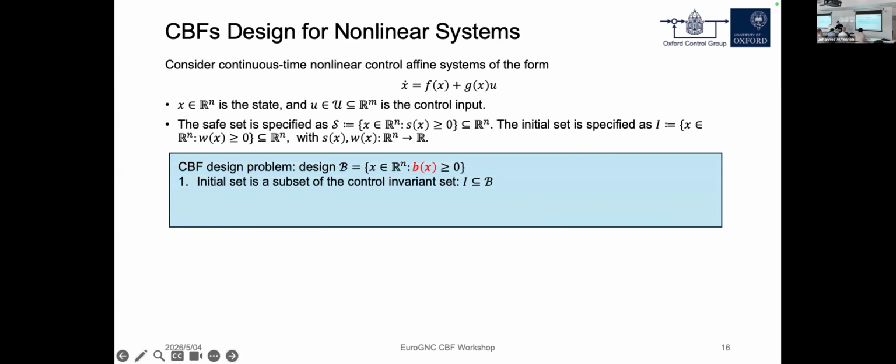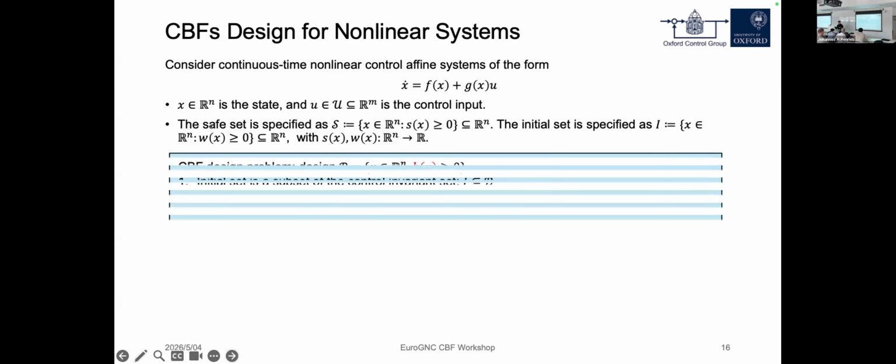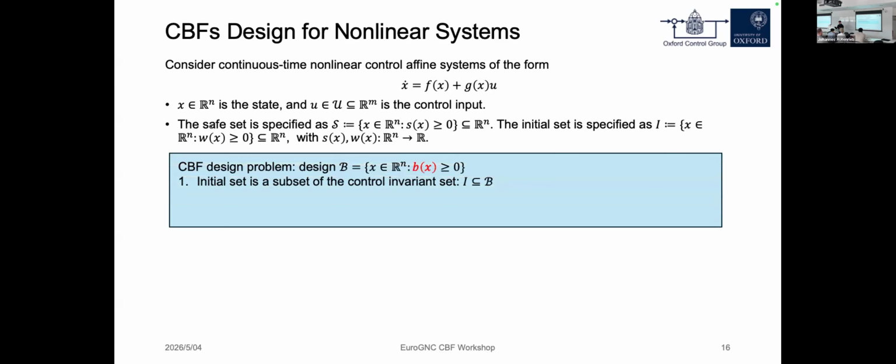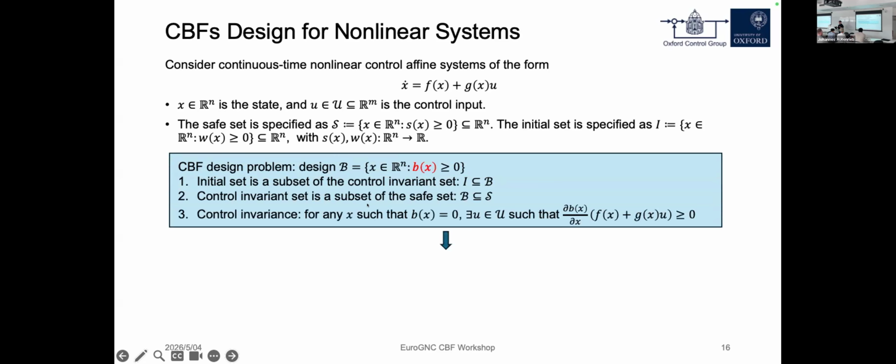Similarly, we have a safe set defined by the safety function s, and an initial set defined by the initial function w. The goal is similar. We want to design this b of x such that the initial set is a subset of the control invariant set. The control invariant set is a subset of the safe set, and also we need to have this control invariance condition hold, right?